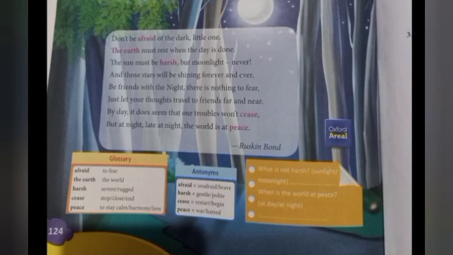Okay, by day it does seem that our troubles won't cease. So cease means stop. Okay, so in the daytime we'll feel that our troubles are not going to get stopped, but at night it is not like that. Late at night the world is at peace. So night means everyone will be taking rest, so everything will be very peaceful. Okay, we don't want to have any trouble during night time. We'll be just having peace. Okay, so what Ruskin Bond is saying is, you don't want to fear night time.